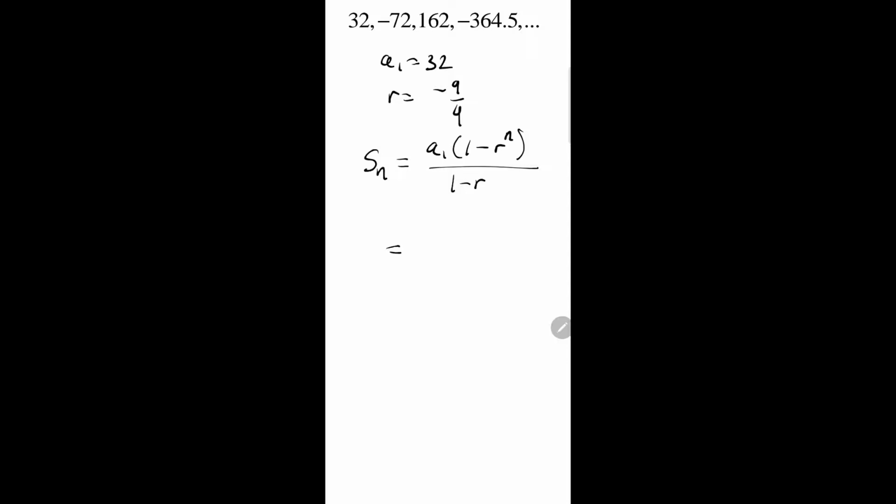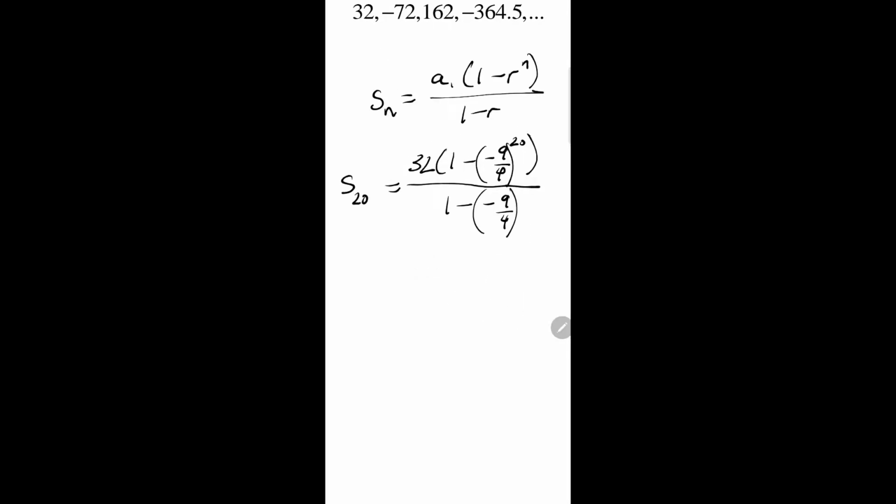So we have 32, 1 minus. Now, watch what I'm doing here carefully. I'm putting this in parentheses and I'm raising it to n, which is 20, because they want the sum of the first 20 terms. All over 1 minus negative 9 fourths, okay?